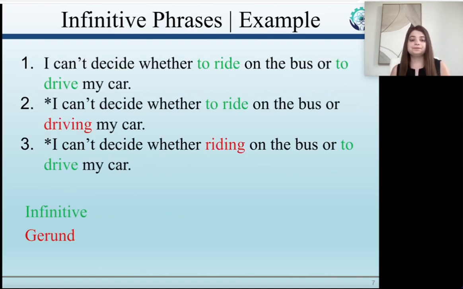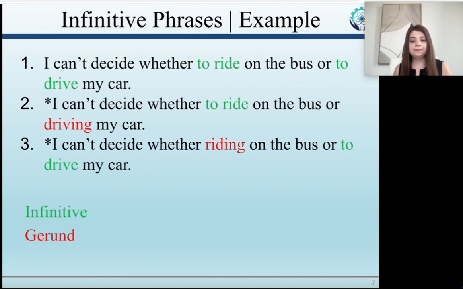Okay, then we have infinitive phrases. So here's an example. I could say, I can't decide whether to ride on the bus or to drive my car, right? I was consistent here. I used infinitives for both, right? Whereas if I say, I can't decide whether to ride on the bus or driving my car, well, that doesn't make sense because now we're mixing up infinitives with gerunds, right? To ride is an infinitive, driving is a gerund, right?